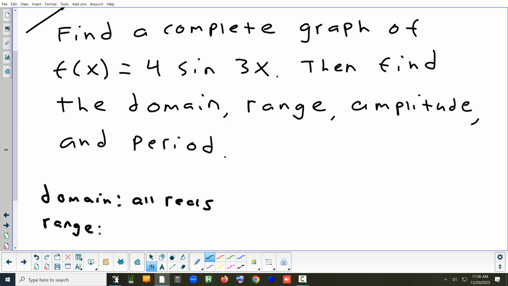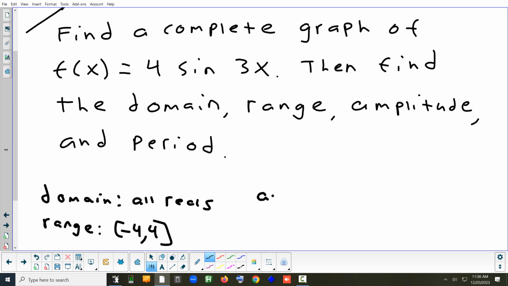So what would my range be? Don't worry about the 3. That's not going to affect the range. Just the 4. Yeah. The range is going to be negative 4 to 4, because it was negative 1 to 1, and you stretched that 4 times as much. So we got those two.